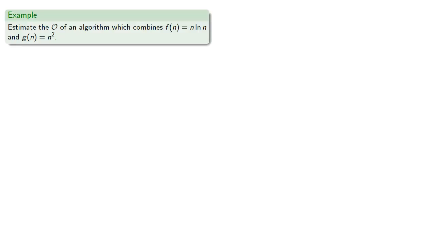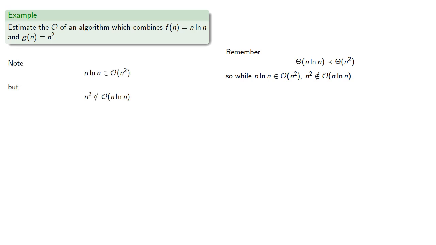So we might try to estimate the big O of an algorithm which combines n log n and n squared steps. Remember, the order of n log n is less than the order of n squared. So n log n is big O of n squared, but n squared is not big O of n log n. And so we can ignore n log n. Consequently, the combined algorithm is big O of n squared.